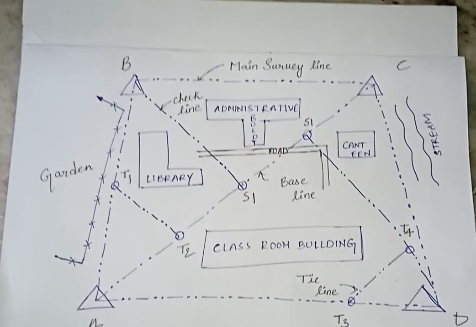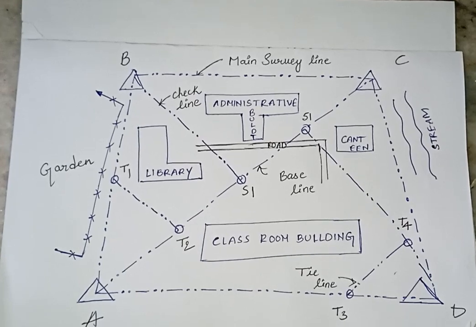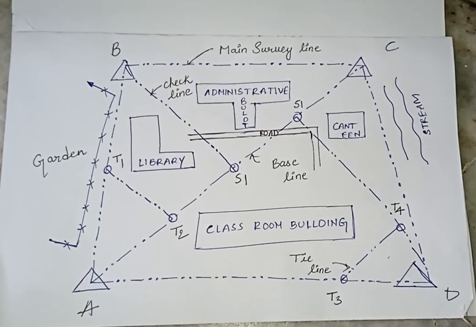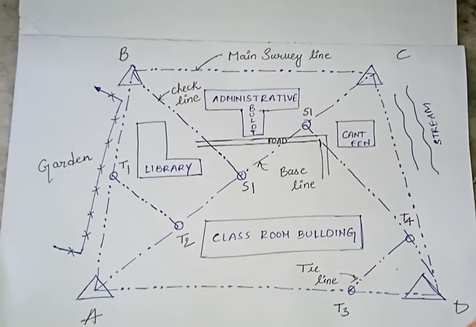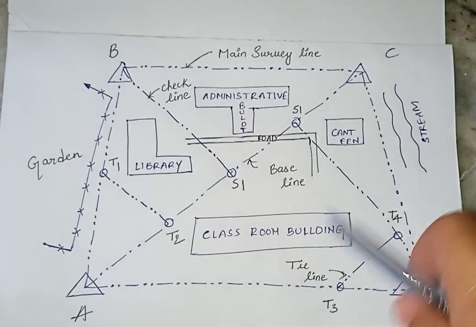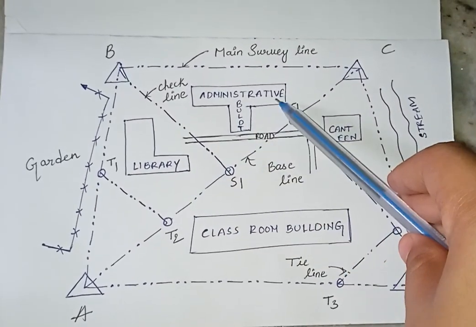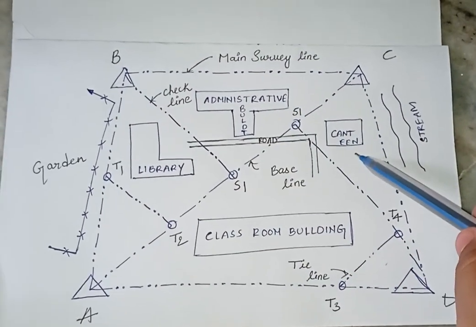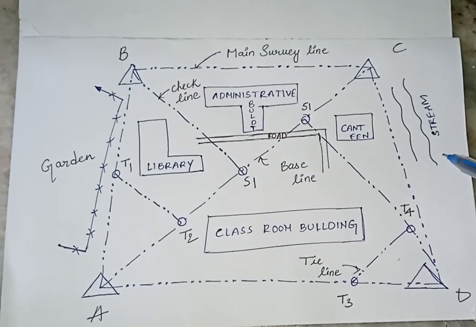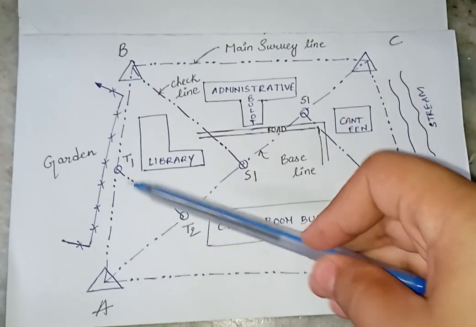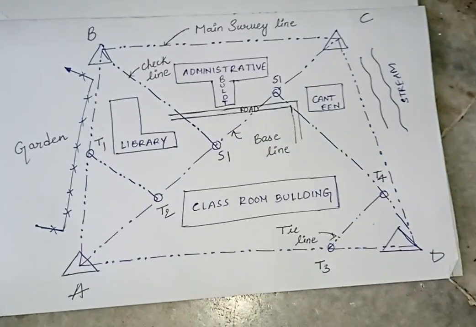So now I am going to explain the terms which we are using in chain surveying. This is a diagrammatic representation. In this diagram we can see a classroom building, a road, a library, an administrative building, and a canteen. On the right side we can see the stream, and on the left side we can see the garden.